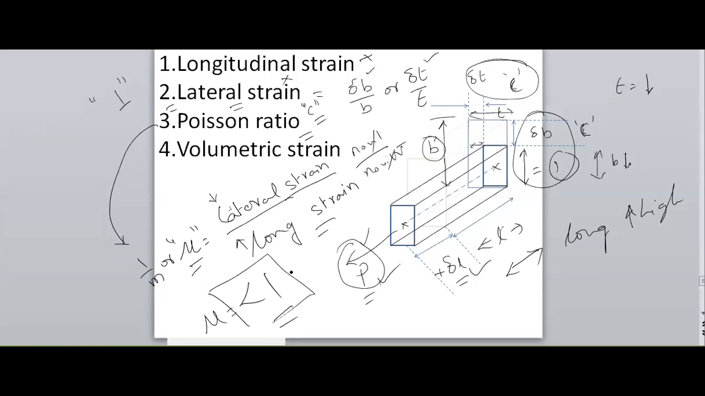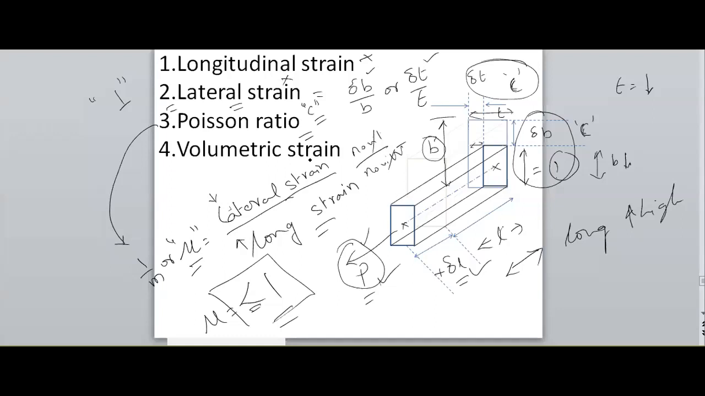The maximum limit is 1 only for the materials. There is no material having a Poisson ratio of 1. The Poisson ratio is always less than 1 only.